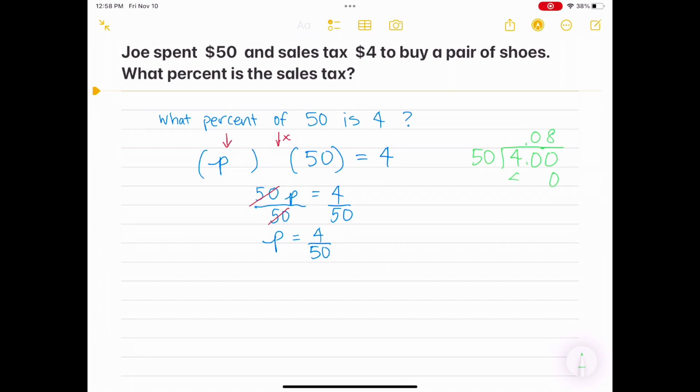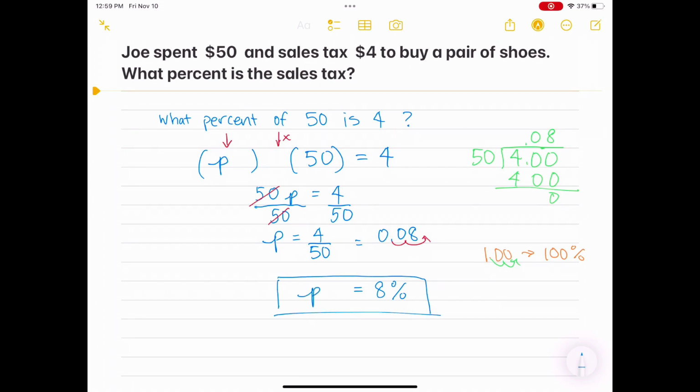And I go back to my equation and write 0.08 as the solution of 4 over 50, or 4 divided by 50. Now I need to convert 0.08 into a percent, and I go back to my reference. 1 equals 100%. I move my decimal place 2 places to the right and add a percent sign to get the percent. So the decimal 0.08 is 8%. The sales tax is 8%.